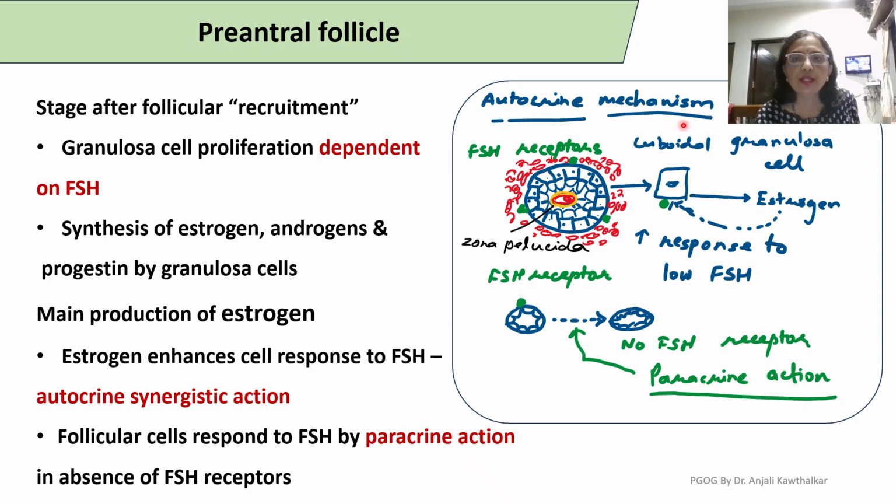So this is a beautiful example of the autocrine mechanism of estrogen on itself to increase FSH sensitivity, and the paracrine mechanism by which the granulosa cells are synchronously increasing and proliferating because of the signal which goes from one cell to the other. Even in the absence of FSH receptor, this cell will react in the same manner as the cell with FSH receptor to follicle stimulating hormone.